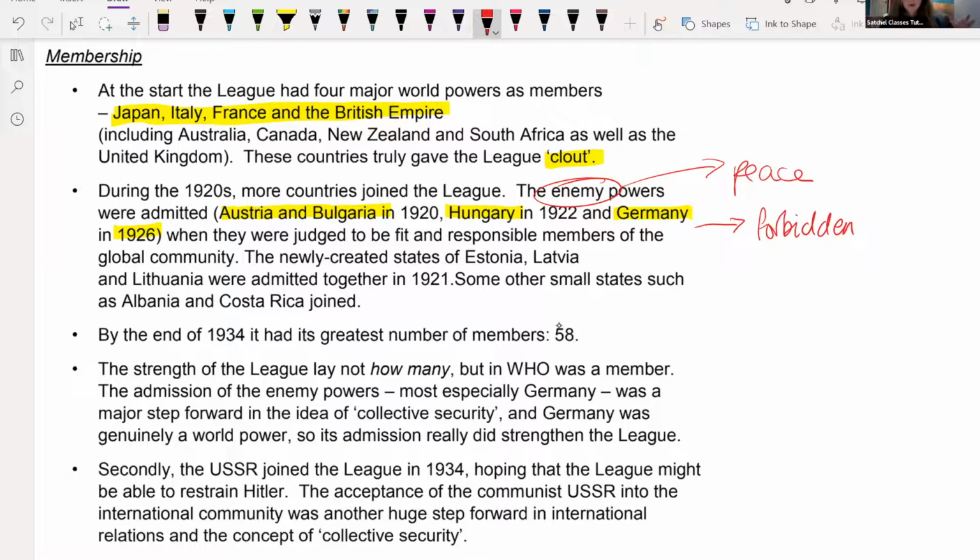Okay, so it's really important that you include as many people as you can, as many countries as you can, to stop them having those arguments and those wars in the first place. Everybody needs to benefit from the League.